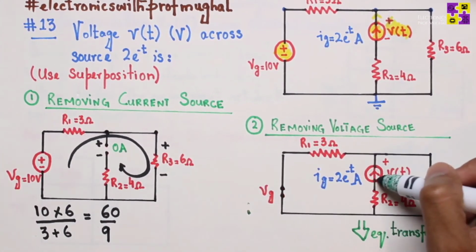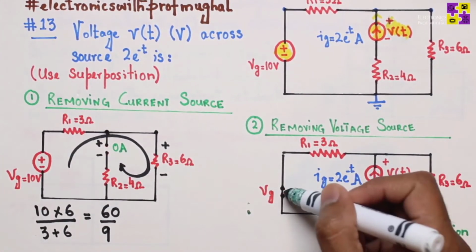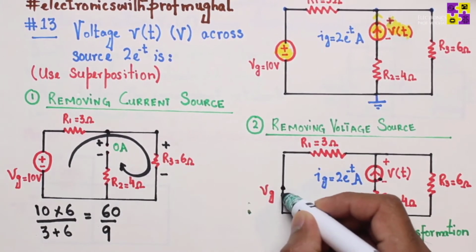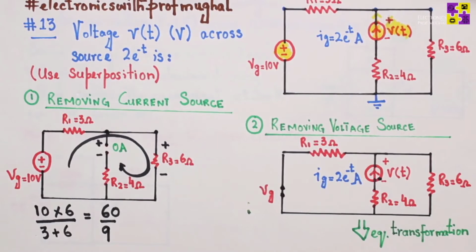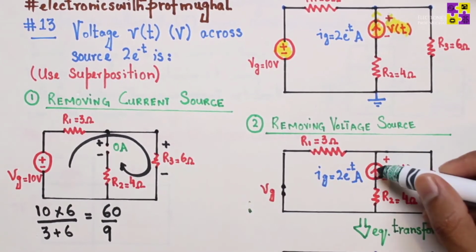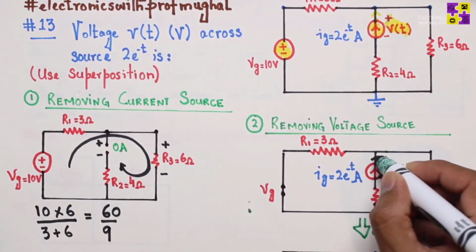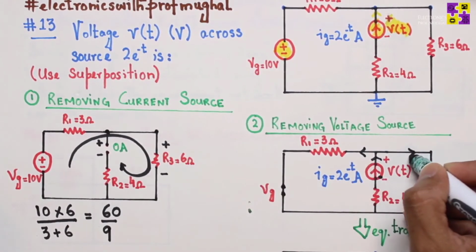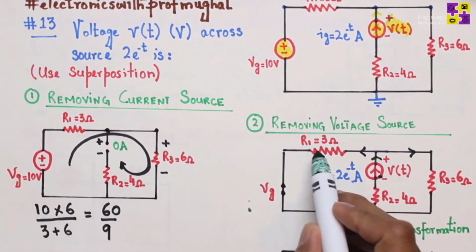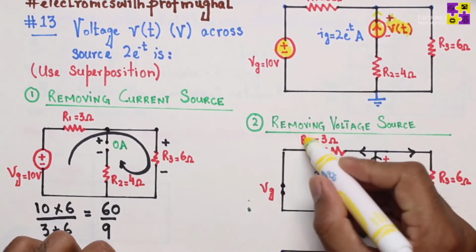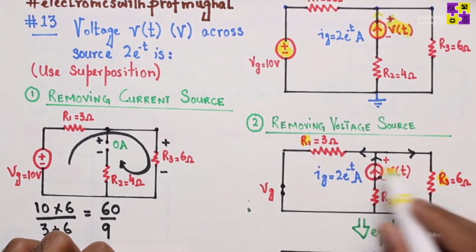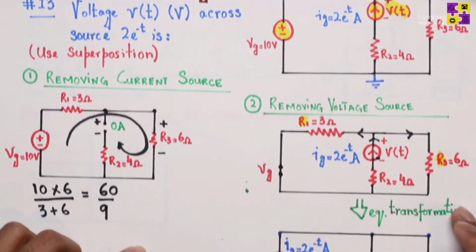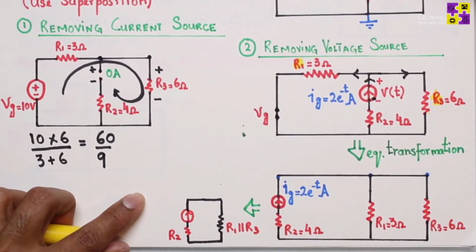We're going to restore the current source here and remove the battery. Removing the battery means it is replaced by a short circuit. Now, if you look at it, you have a current source. Current is going to flow in this direction. Some current will go this way, some current will go this way, which means the two resistors R1 and R3 are parallel to each other. Hence, I can transform this circuit, which will look something like this, right?